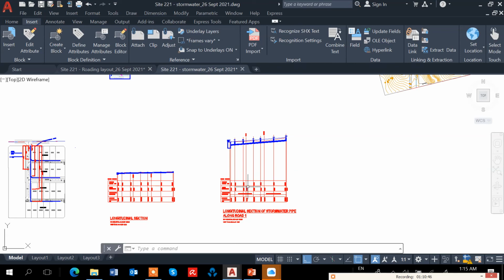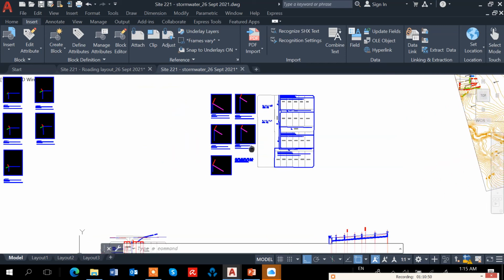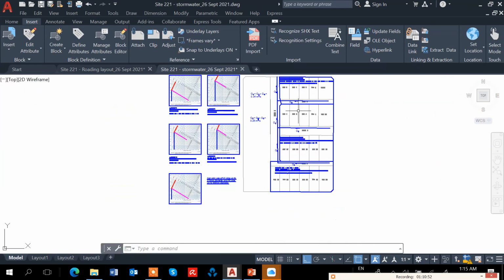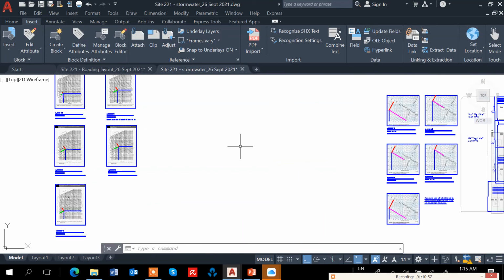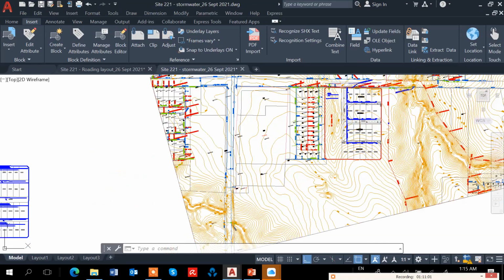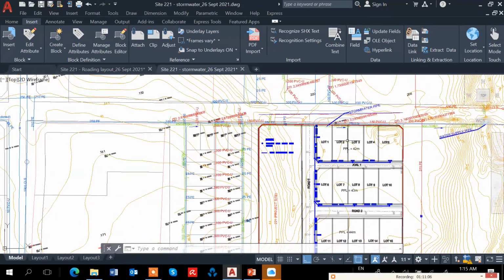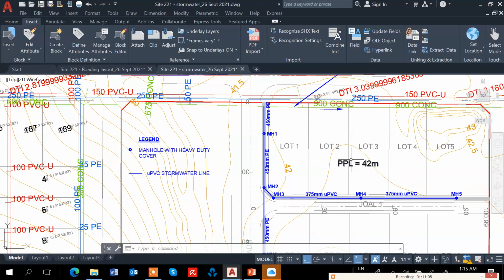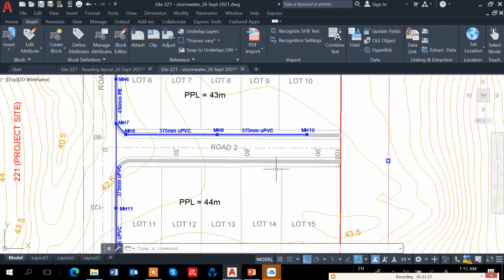So we covered the long section, the calculations of the peak discharge, and then calculating the pipe size using the Colebrook-White and Manning's formulas, and then we drew the layout plan of the stormwater pipe for this parcel of land. I think that's all for the stormwater pipe design and drawing. Okay, thank you.